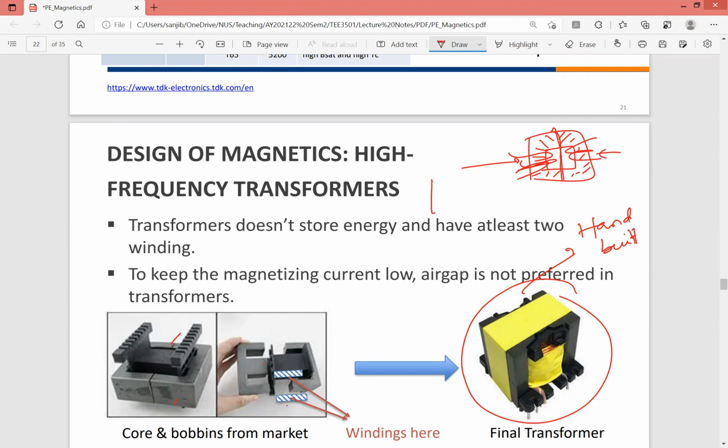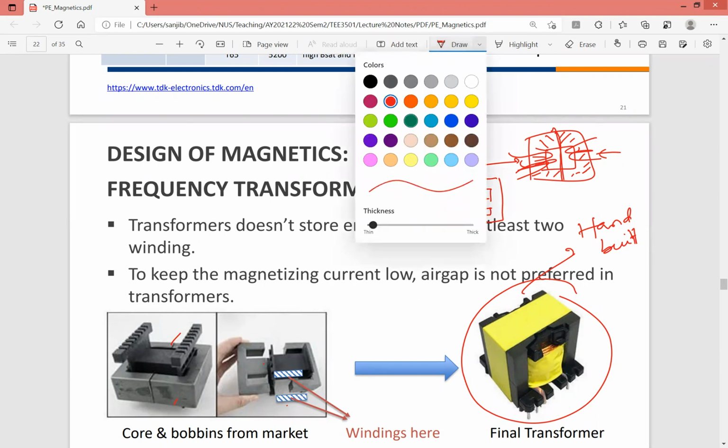There could be an E core. Each part comes as an E. So when you put them together, they become an E core. Normally it is used for a transformer. So you basically put the coil in the center and clamp them together, right? So bring them together, then they become E, or they can put the coil in the center part.